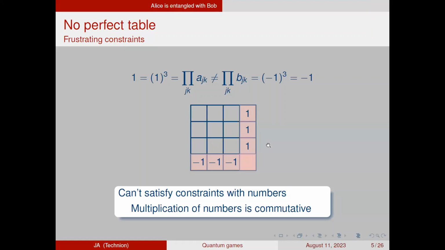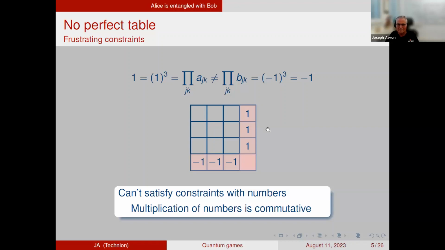But you say, aside from this, they are not told actually which column Bob is given, or which row is given. Yes. If they were told, they could make many tables that they would use according to which rows and which columns are given, but they are not told. So they have to agree on a common table, and I just showed you that there is no such table. So what they can do is agree on a table that would win with high probability.